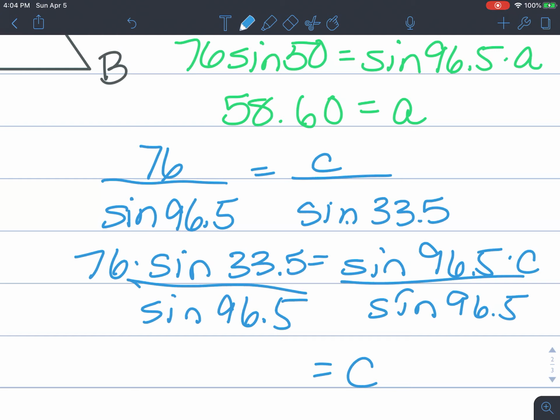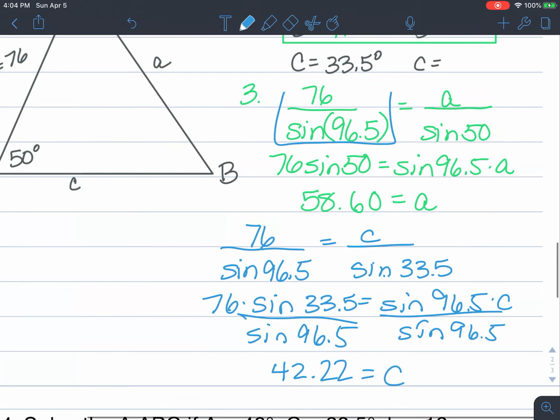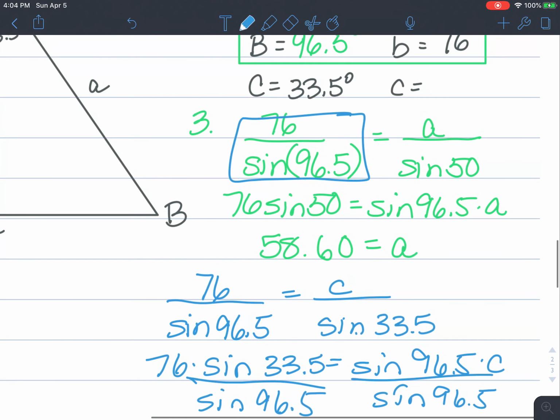And we're going to type that in our calculator. 76 sine 33.5 divided by sine 96.5, and we get 42.22. Please round correctly.